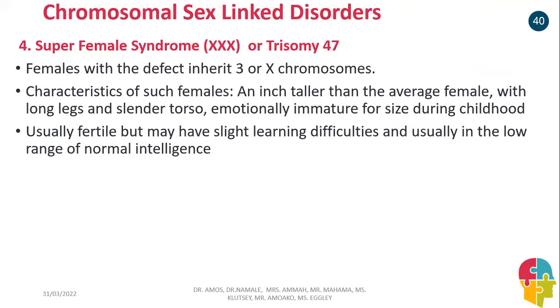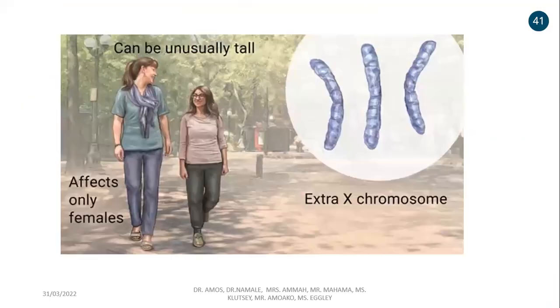There is also super female syndrome, or what we call trisomy 47, where females have 3 X chromosomes instead of 2. So these people are taller than the average females. They have long legs and body. Sometimes they are emotionally immature, and they also have learning difficulties. But the issue here is that they are fertile. So people with super male and super female syndrome are fertile, but those with Klinefelter syndrome are not fertile.